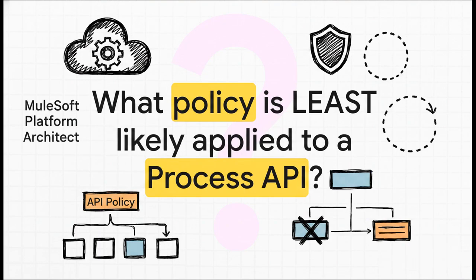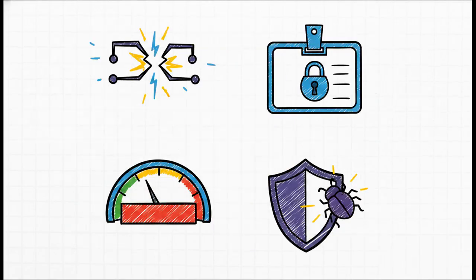What API policy would least likely be applied to a process API? A. Custom circuit breaker. B. Client ID enforcement. C. Rate limiting. D. JSON threat protection.